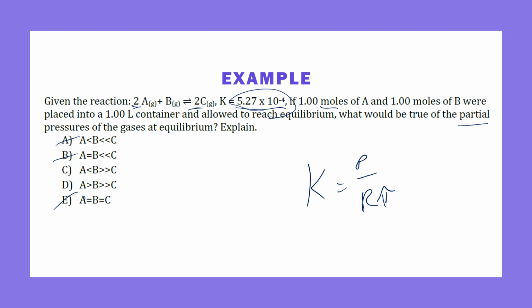Now, even though we started out with equal amounts, the reaction will proceed in the forward direction just to a very small extent. But since it does, A is used up twice as fast as B. So A will be just a little bit smaller than B. Not a super significant amount, but enough that it's going to make me choose C instead of D for this example.